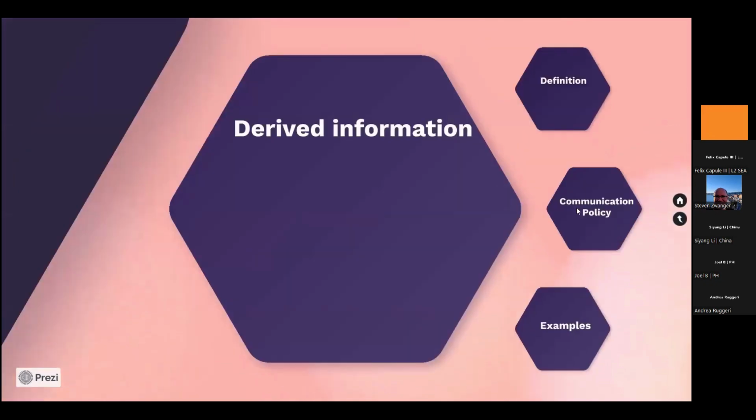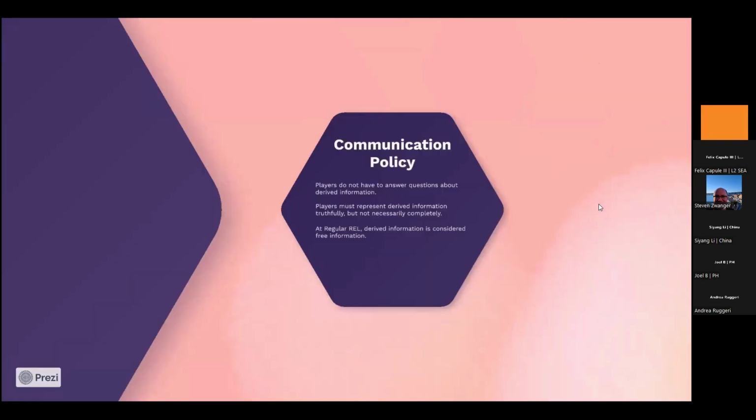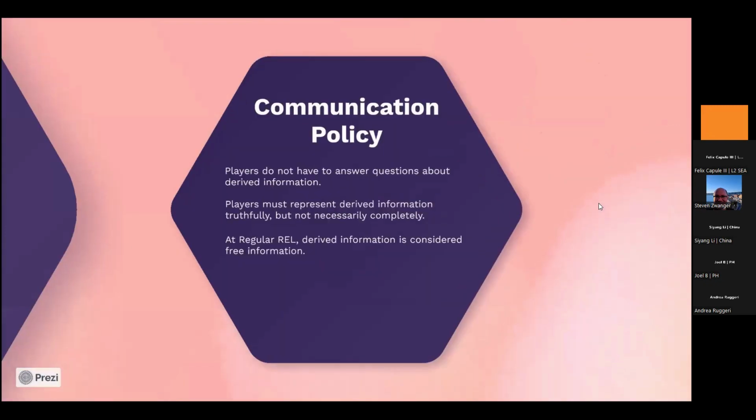And the rules for derived information. Players do not have to answer questions about derived information. They can remain silent. Now, you still have to allow the opponent to determine this. So, for example, if your opponent asks you, what does that card do? You're not allowed to put your hand over it and prevent the opponent from seeing it.